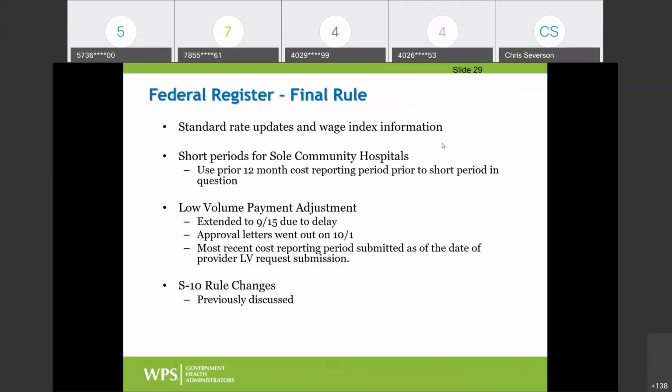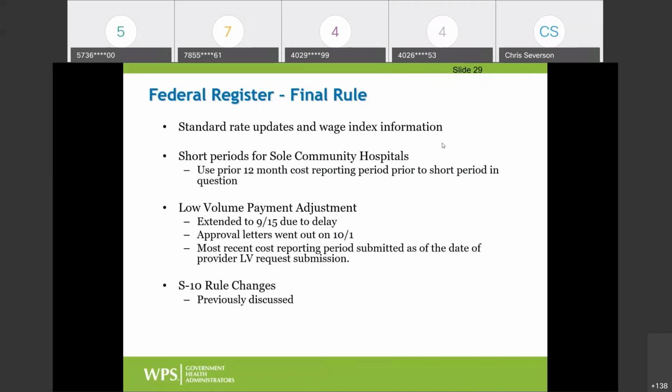The low volume payment adjustment has already been wrapped up for the year. It was extended, surprisingly, to 9/15. Normally the due date is 9/1, but the Federal Register hadn't even come out by 9/1. Usually it's around mid-August. So they did end up extending it to 9/15, but by the time they extended it, we had already received most of our low volume providers.